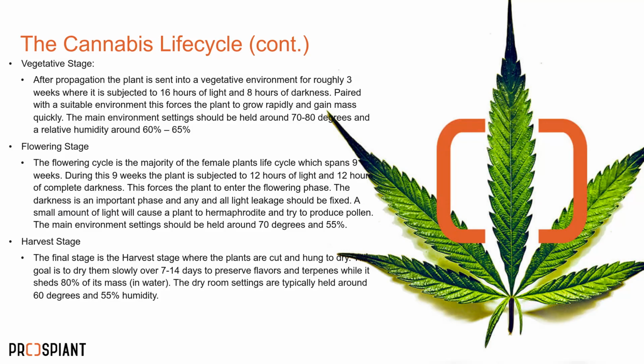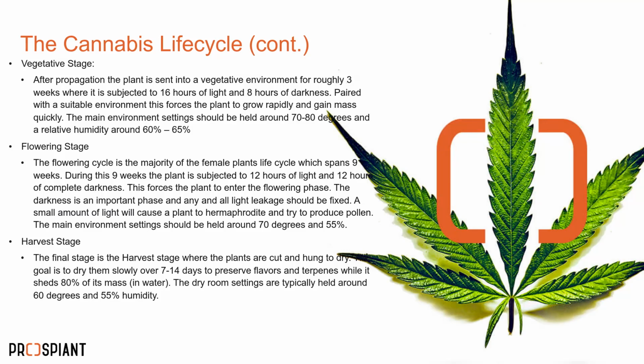And I put in here paired with a suitable environment, which we'll talk about in depth in a little bit. But the main environment setting should be held around 70 to 80 degrees and a relative humidity of around 60 to 65%. These are important numbers simply because they're optimal. We have people in regions that grow hotter than that and some that grow cooler than that. But in general, these are the ideal stages where most of the industry is aiming their target points.